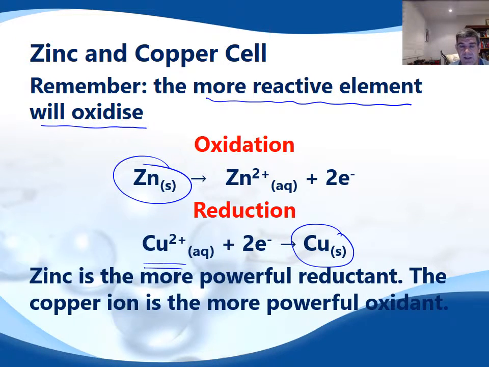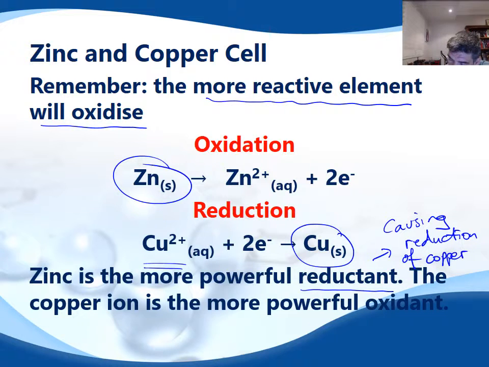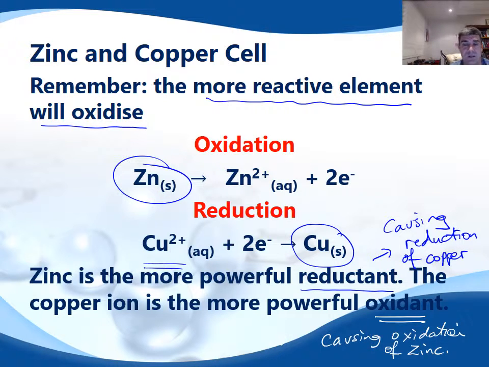In this case, we describe zinc as the more powerful reductant because it is causing reduction to happen to the copper. The copper ion is the more powerful oxidant, and in this case it's an oxidant because it's causing oxidation of zinc. Now, it doesn't really matter which way around you look at each of these things. This is really what's going on here.